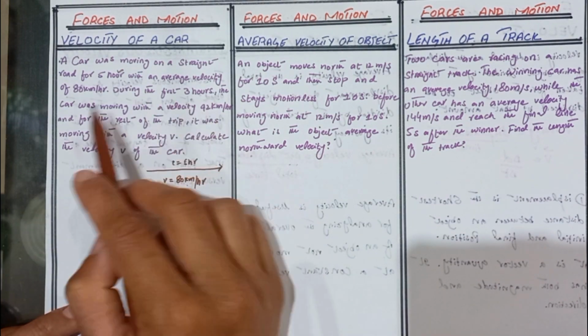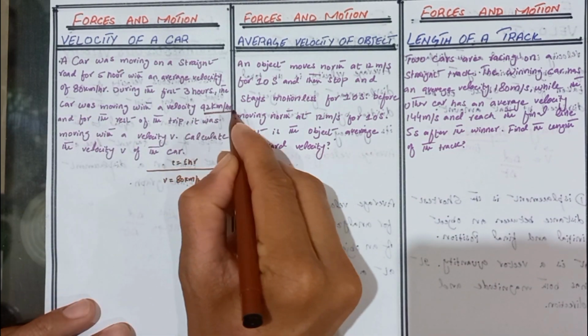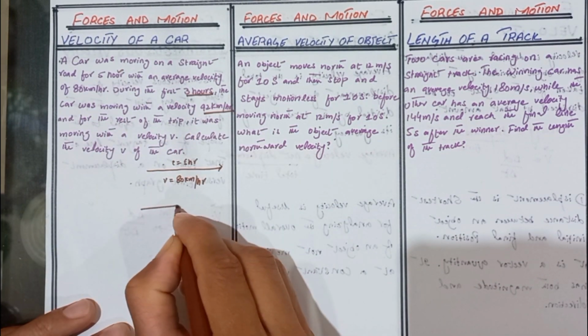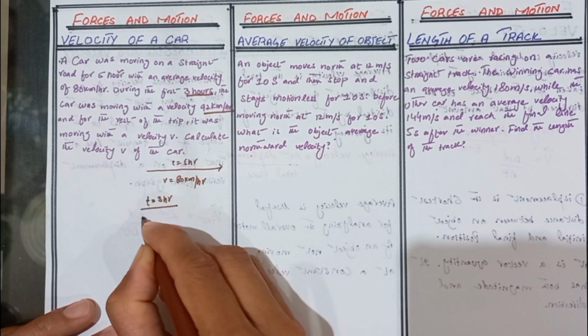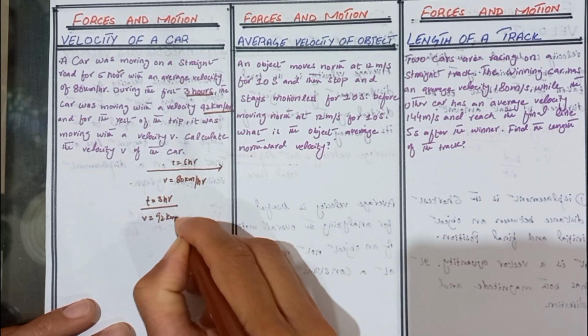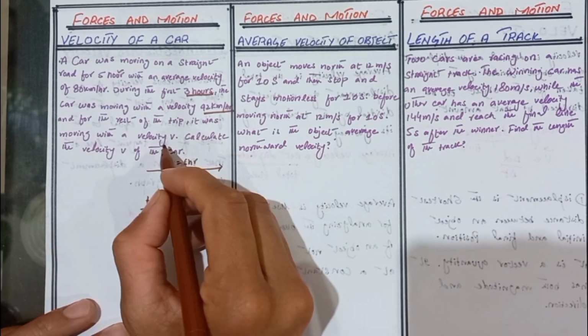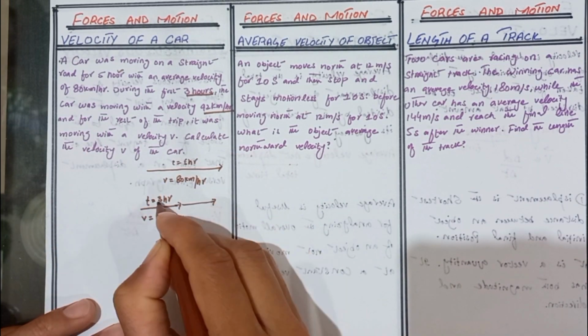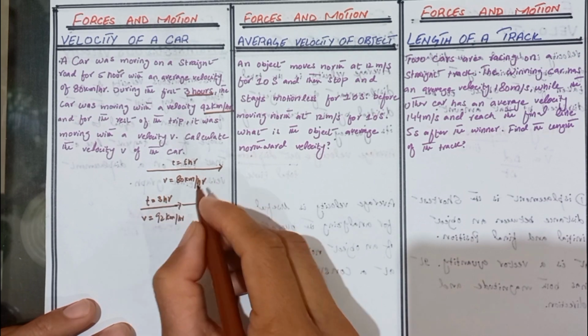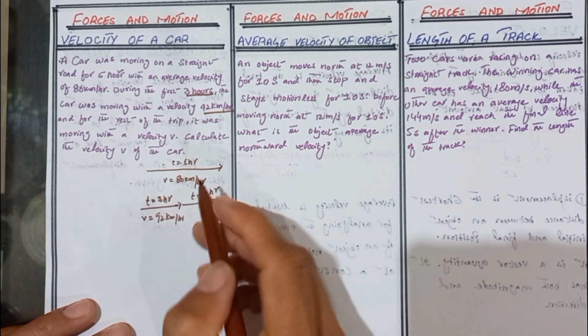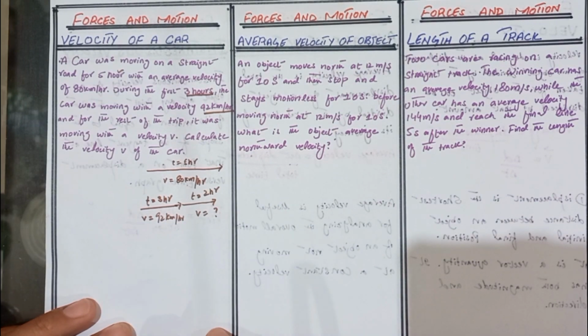Now we say that during the first 3 hours the car was moving with velocity of 92 km per hour. So here we write when the time is 3 hours, velocity is 92 km per hour. Then we say that for the rest of the trip, it was moving with velocity v. How much time is left for the rest of the trip? Total time is 5, 3 hours is moved. How many hours are left? 2 hours is left. Now we calculate the velocity of the car.